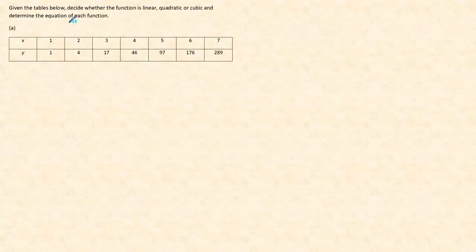Given the tables below, decide whether the function is linear, quadratic or cubic, and determine the equation of each function. So what we want to do here is use the method of differences. So this goes up by 3. This one goes up by 13.